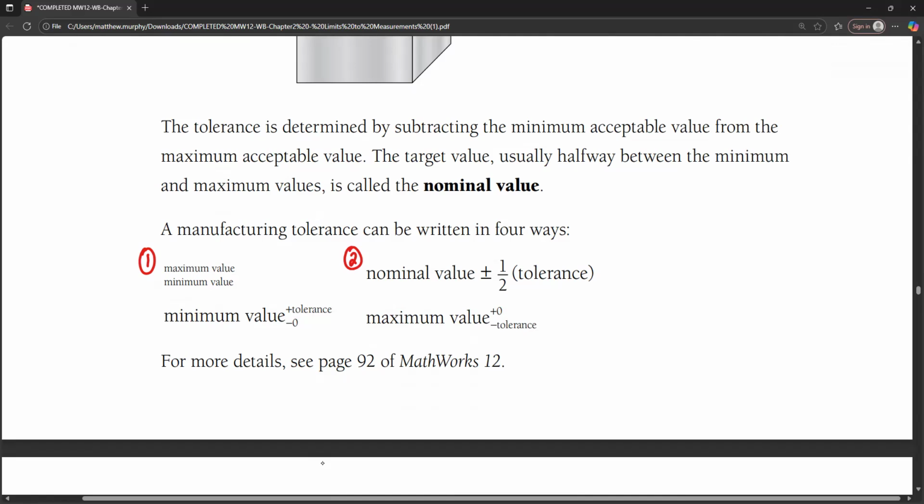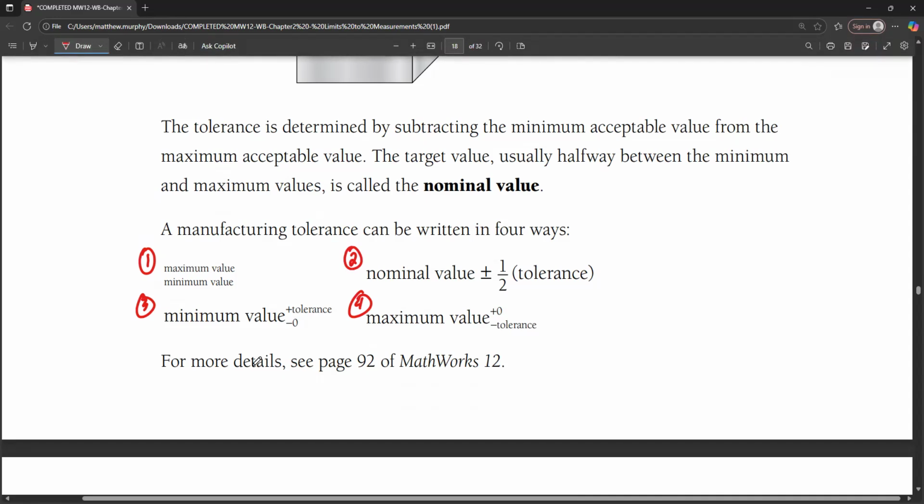Minimum value, you put plus the tolerance, minus 0, because you can't go any lower than the minimum, but you can go above, right? Maximum, plus 0, because you can't go any higher than the maximum, but minus the tolerance because you could go below. So that's the third. So these two here would be 3 and 4. So you'll need to know all 4 of those.